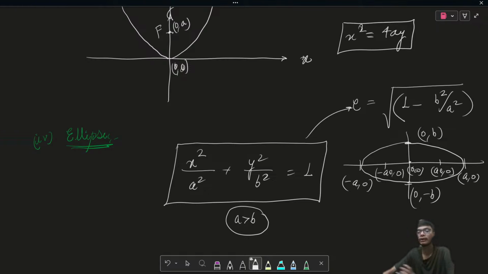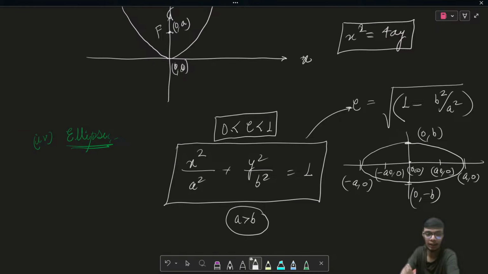Now if b is greater than a, then please change the result. The above is when the x-axis is the major axis. Please note that you must have the eccentricity value of an ellipse lying between 0 and 1. Therefore you have to keep making that modification depending upon whether a is greater or b is greater. This is the basic idea that you all must have studied.